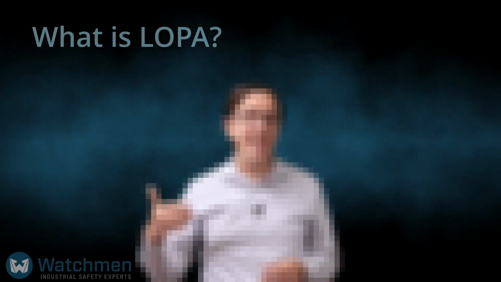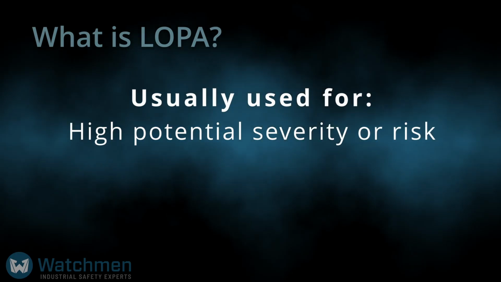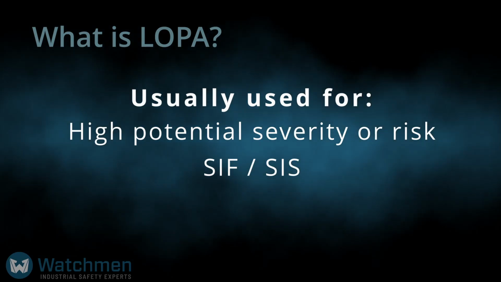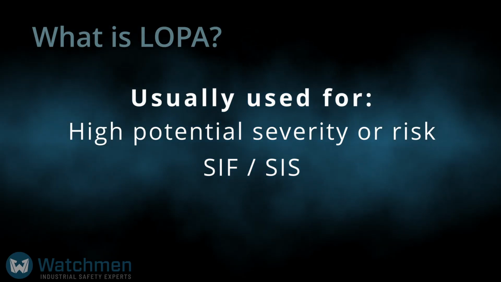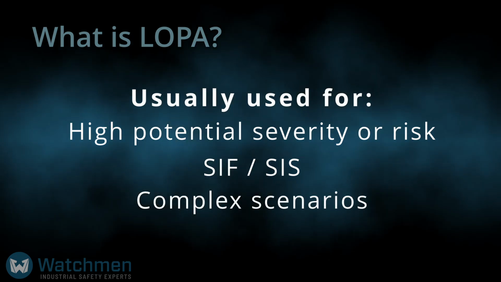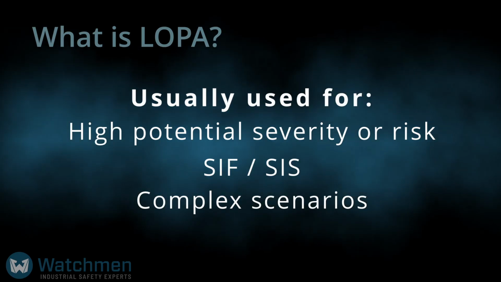Because LOPA studies are more detailed than HAZOP or What If studies, each scenario requires more information and time to complete. Therefore, most organizations perform LOPA on a subset of scenarios, which may include any of high potential severity or risk to provide assurance that sufficient risk mitigation is provided, scenarios that are mitigated by a SIF in order to calculate the required reliability and SIL rating for that SIF, and complicated scenarios that require a closer and more detailed look than is available in higher level PHA studies.